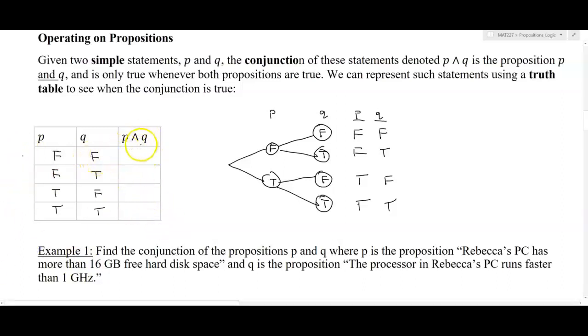So the statement P and Q will only be true if both of your input statements are true. So in other words, if P and Q are both false, then the statement P and Q will be false. If any one of these is false, P and Q will be false. An and is only true when both of the simple statements surrounding it are true. So that is the key situation here, that an and statement is only true when both of the propositions are true as well.